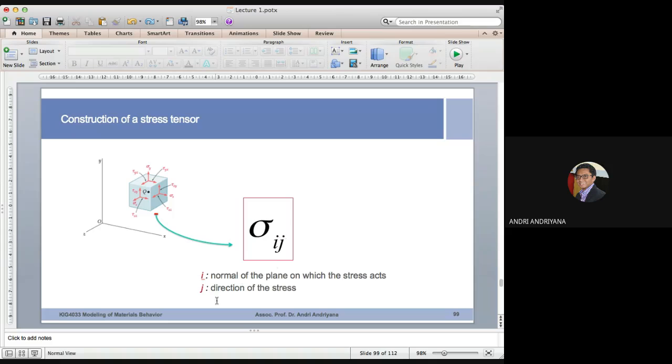J refers to the direction of the stress itself, in which direction the stress is. So two things you have to remember: the normal of the plane and the direction of the stress, I, J. What if I forgot which one comes first? Doesn't matter. You can also change this to J, I, it doesn't matter.